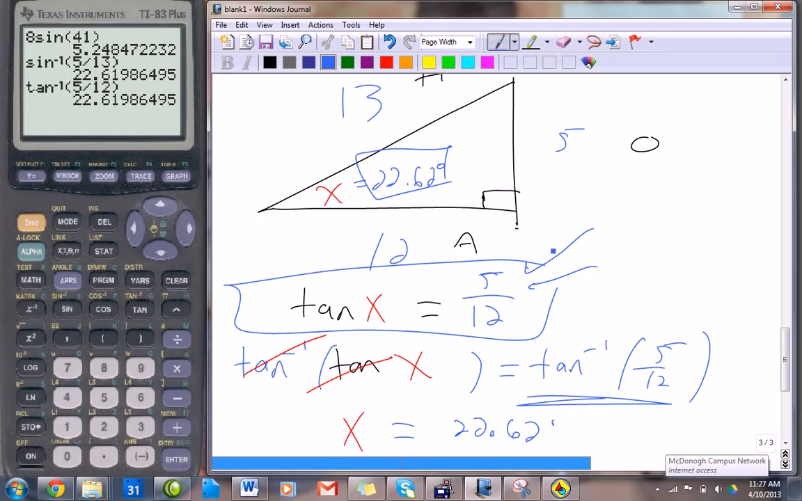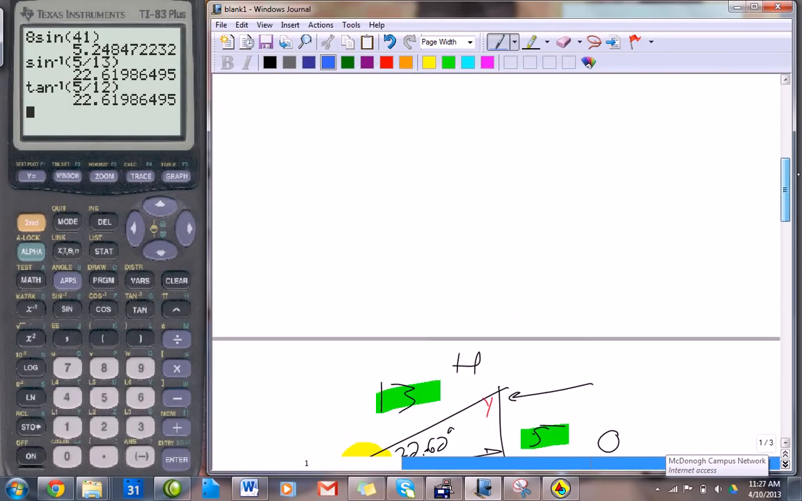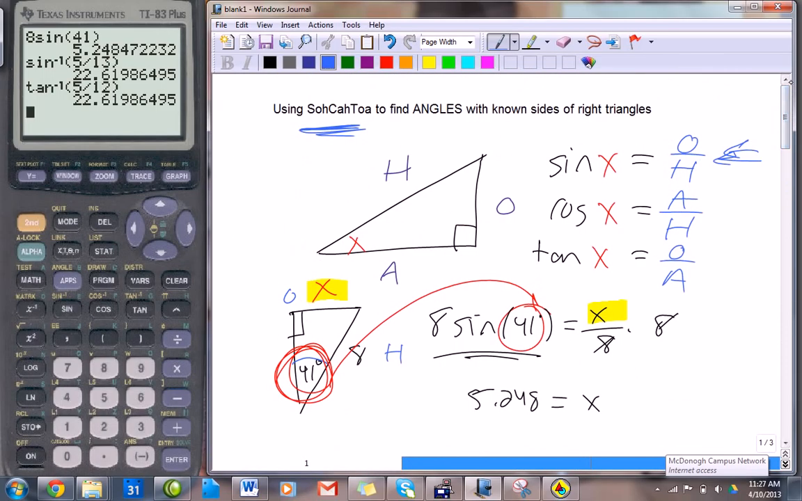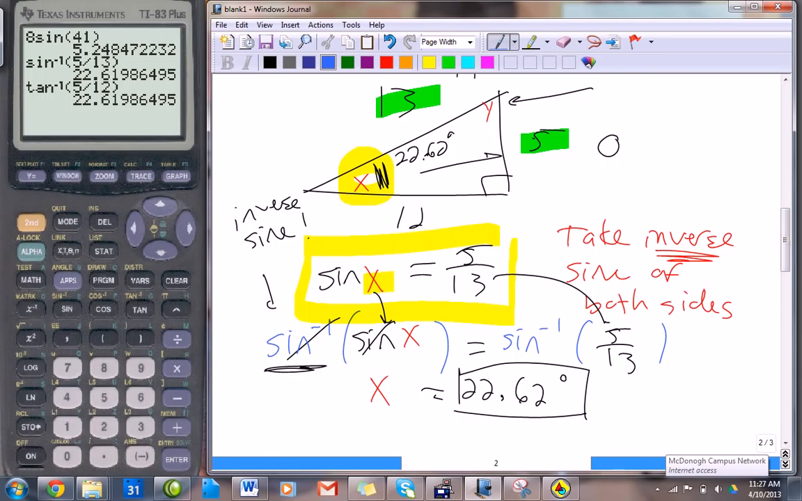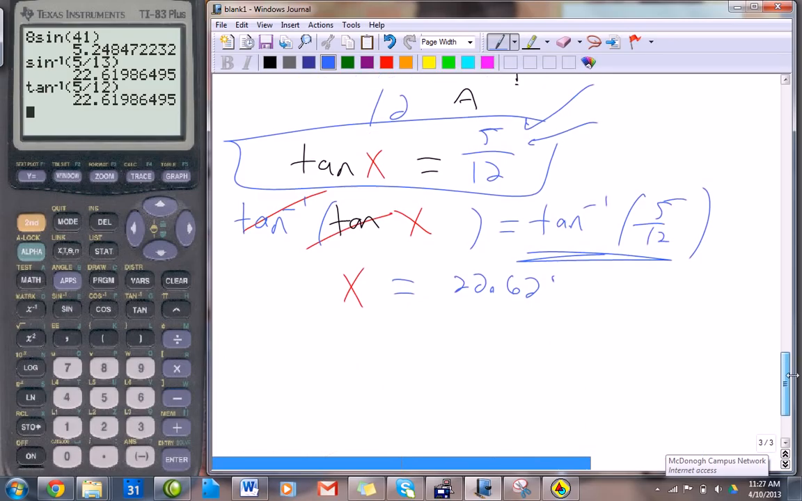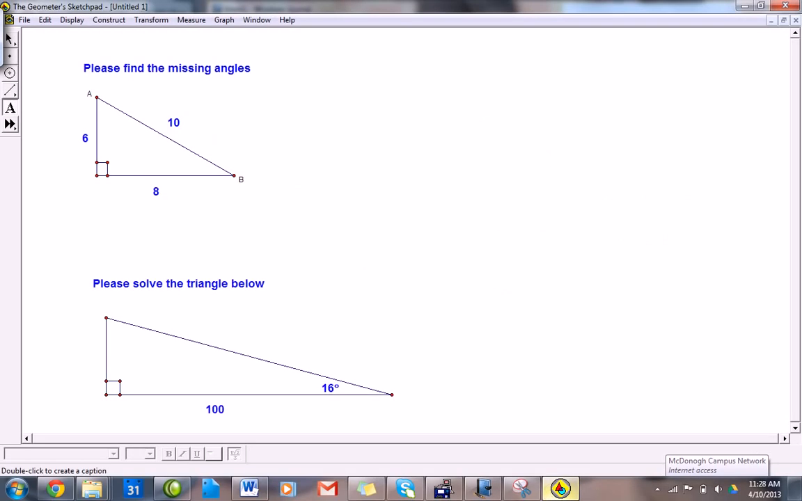So, I have two problems for you to consider for tonight. Again, this idea is very similar, but now we can find angles too, with the same SohCahToa business, by undoing our original equations with the inverse sine, cosine, or tangent. All right? Here are a couple problems for you to try. These are your two homework problems for tonight. You can pause it here.